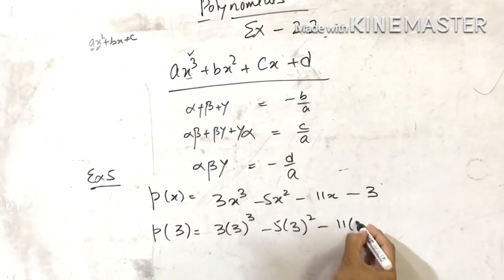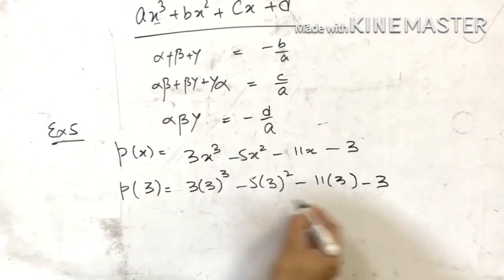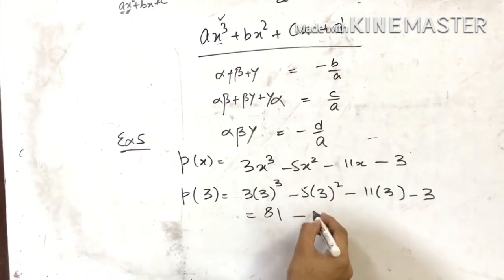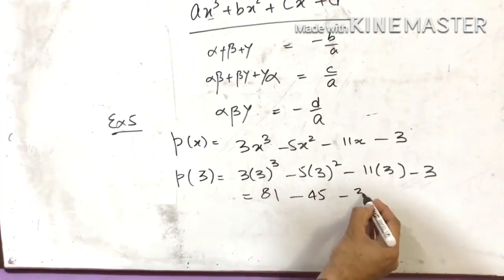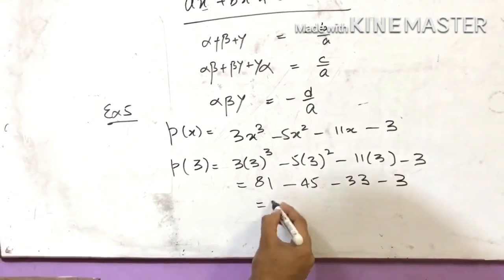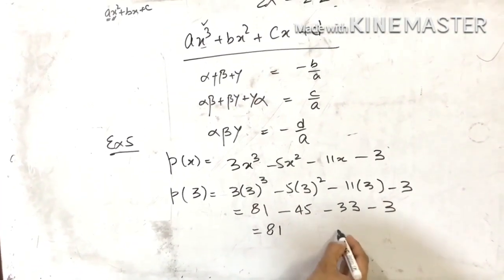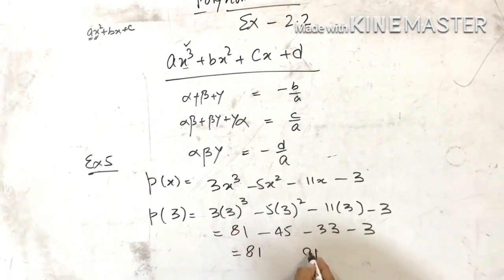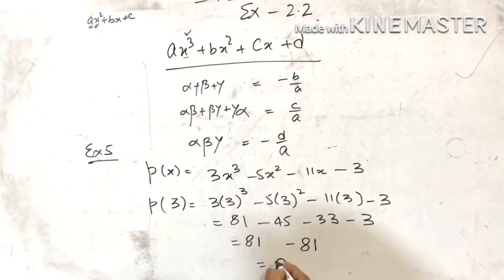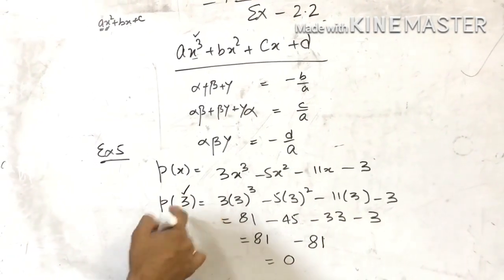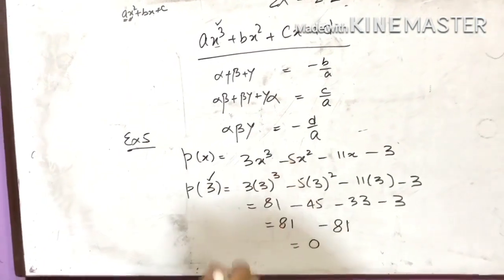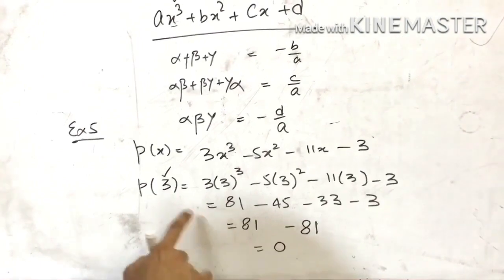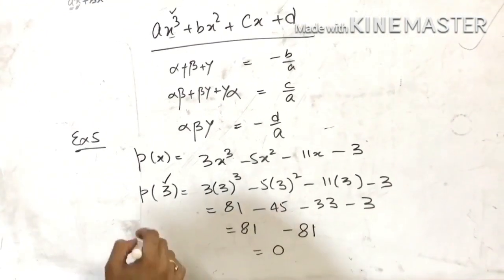In 9th class we have done this. Now check. 3 threes are 9, 3 nines are 27, 3 twenty-sevens are 81. Then 3 threes are 9, 5 nines are 45, minus 33, minus 3. So 81, then you can add up the others because all are negative. You can see 81 minus 81, you are getting 0. So what it means is 3 is a zero of this polynomial, because when you put this value here you get 0. So we have verified the first part.